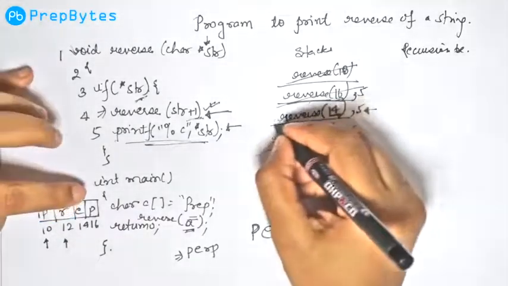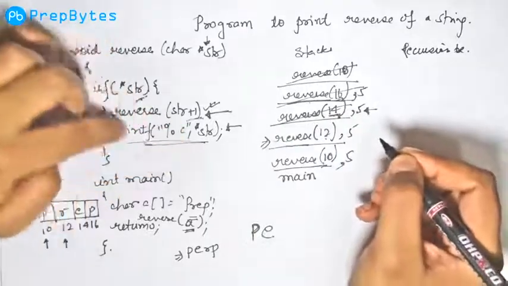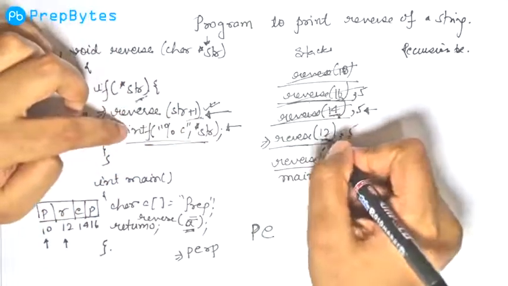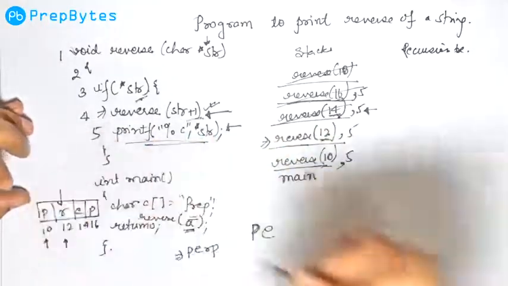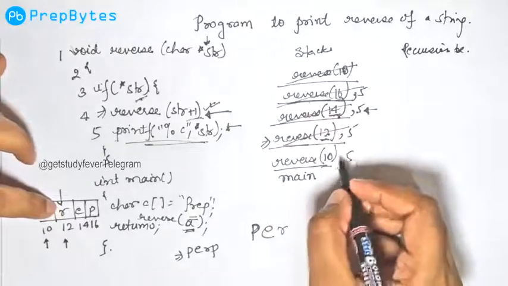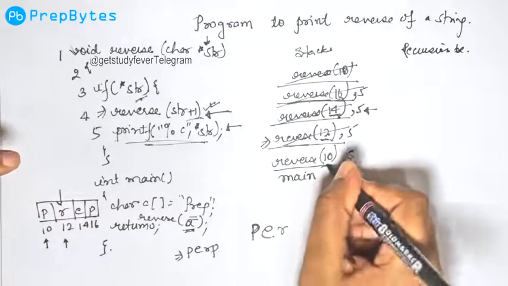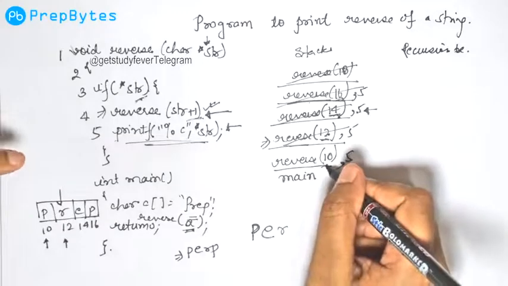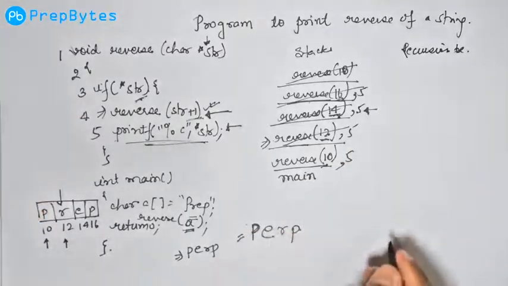Again after this is done, this is removed and control comes to here. Then again what is the str here? 12. And what will be the star str? The value at address 12, which is R. So R gets printed and this is removed from the stack. Similarly after 12, control comes to 10. Now what is the value at 10? It is P. So P gets printed. So the reverse gets printed.